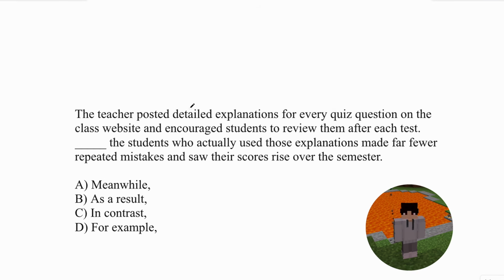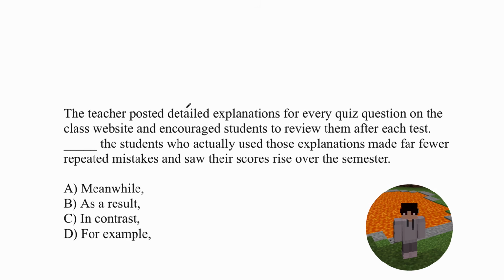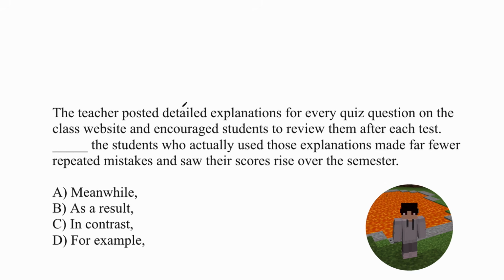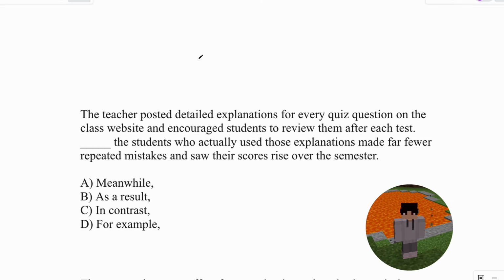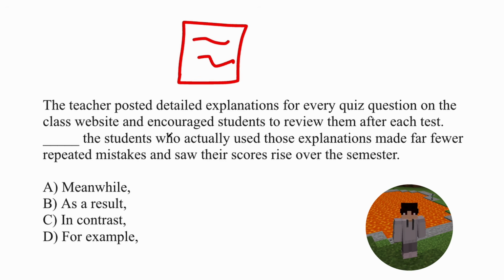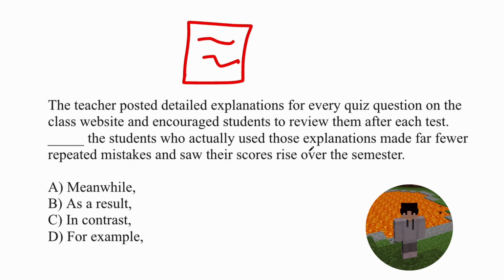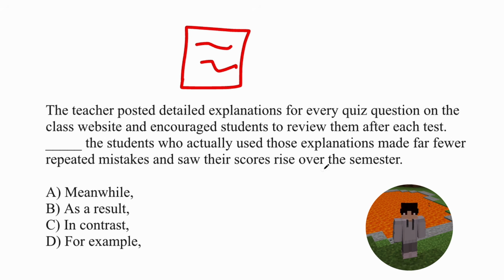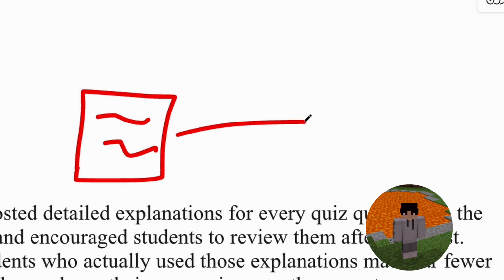The teacher posted detailed explanations for every quiz question on the class website and encouraged students to review them after each test. So I'm imagining in my mind, okay, the teacher is putting all the questions on the quiz after each test, so now the students can review them very easily. Blank, the students who actually used those explanations made far fewer repeated mistakes and saw their scores rise over the semester. So I'm thinking it's going to be something like "as a result."